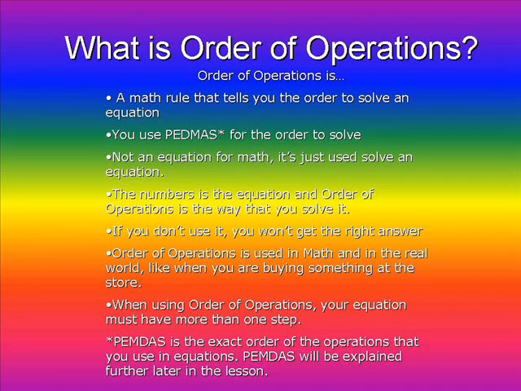The numbers in the equation in order of operations is the way that you solve the problem. If you don't use it, you won't get the right answer. Order of operations is used in math in the real world, like when you're buying something at the grocery. Using order of operations, your equation must have more than one step.